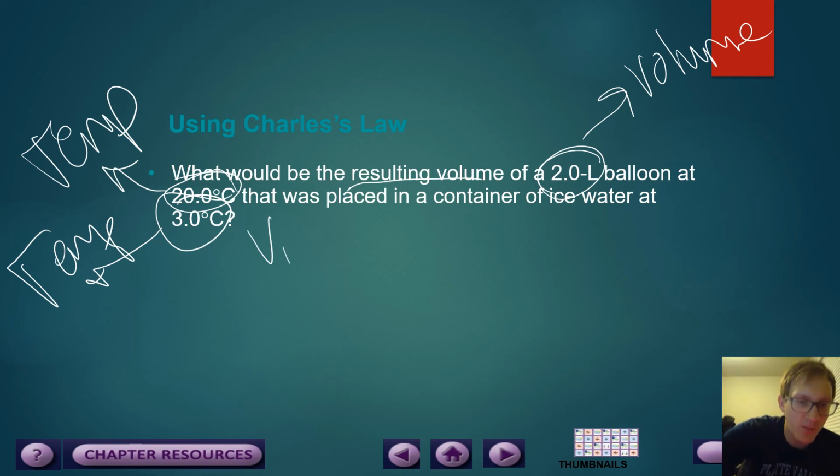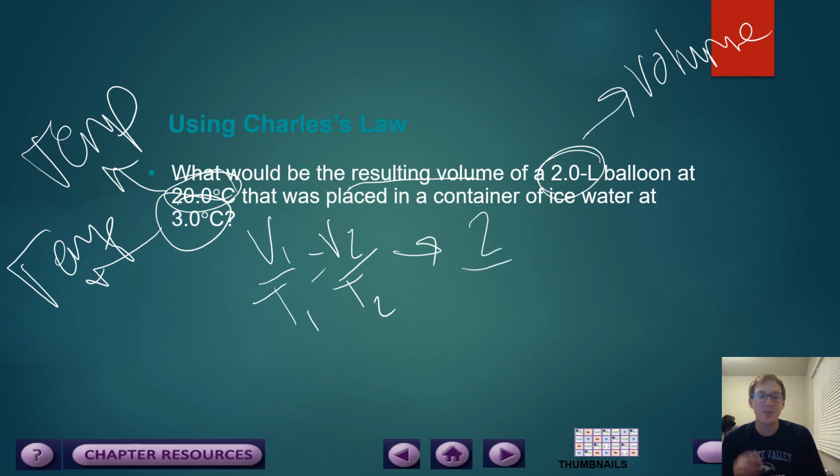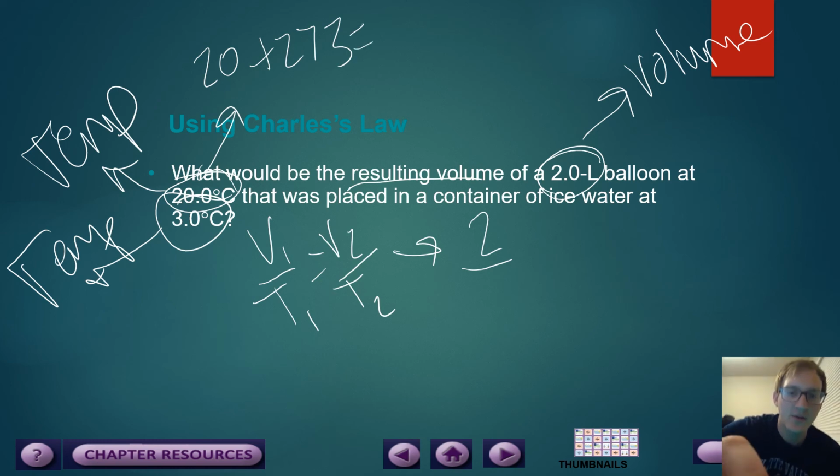If you remember, the equation is V1 over T1 equals V2 over T2, or VI and TI and VF and TF, whichever way you want to think about it, it doesn't really matter. If I set this up correctly, 2 liters must be my initial volume. My initial temperature is 20 degrees Celsius, but I need to convert that to Kelvin. The way you do that is very easy. You just take that number and add 273 to it, and that tells you your Kelvin is 293.